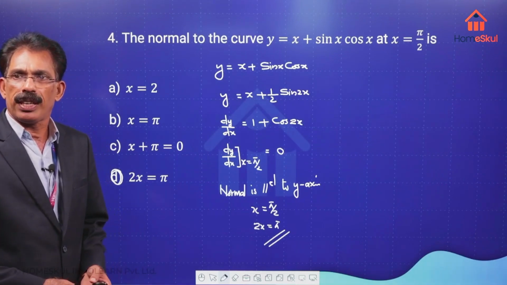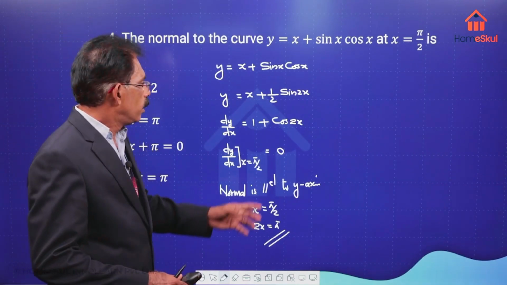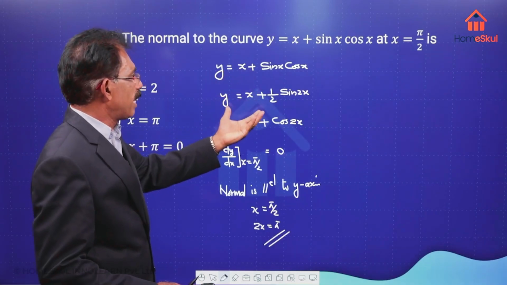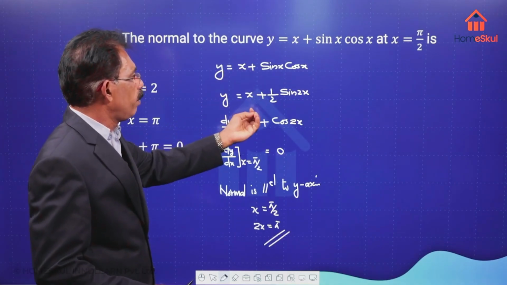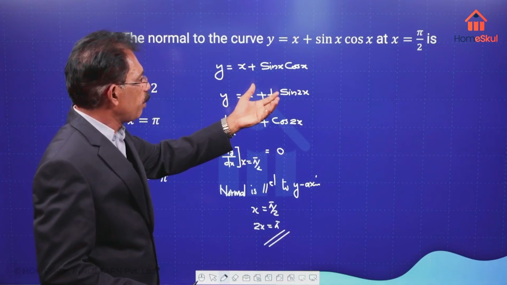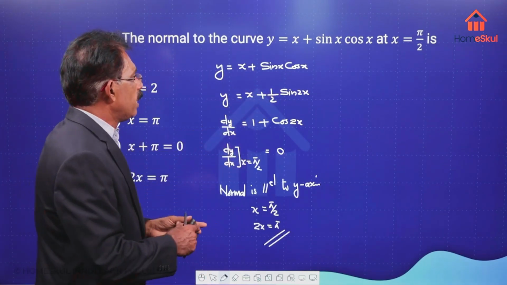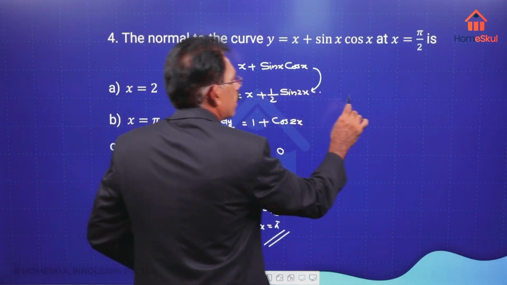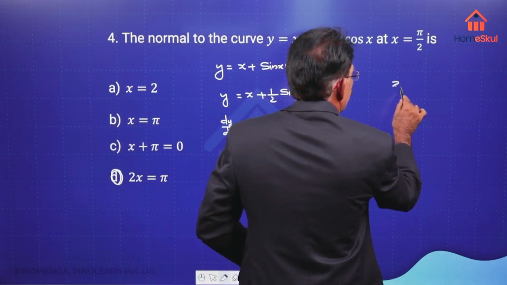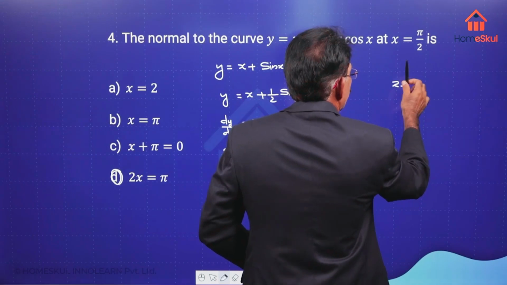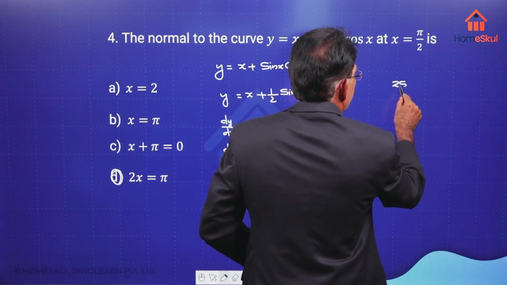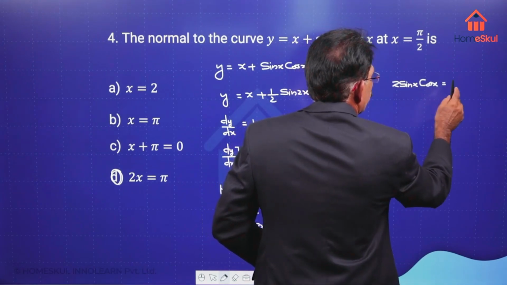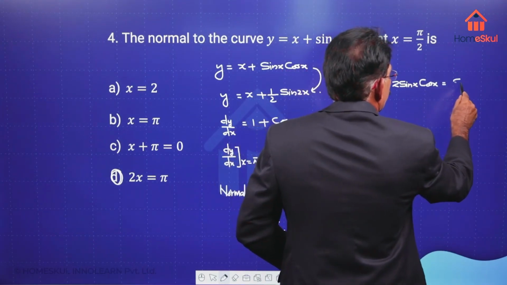Second step, definitely. Second step actually, that x plus is not necessary. That is just a simplification. You can differentiate directly, there is no problem. The second step is actually just a simplification. You know, 2 sin x cos x. 2 sin x cos x is equal to what? 2 sin x cos x is equal to sin 2x.